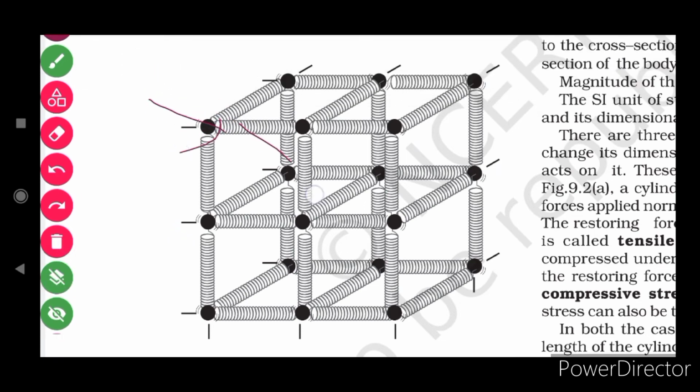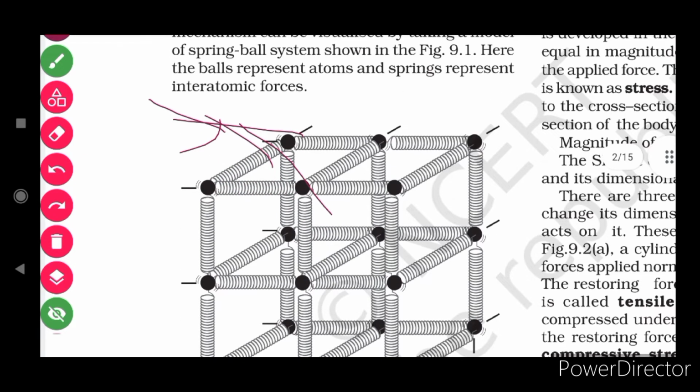It will be deformed, and because of the spring, a restoring force will be developed. Because the atoms are now closer to each other, they will try to come back to their original position. Restoring force will be developed because of the intermolecular repulsion, and they will come back to their original position and regain their shape. So the elastic behavior can be understood by this ball and spring model.